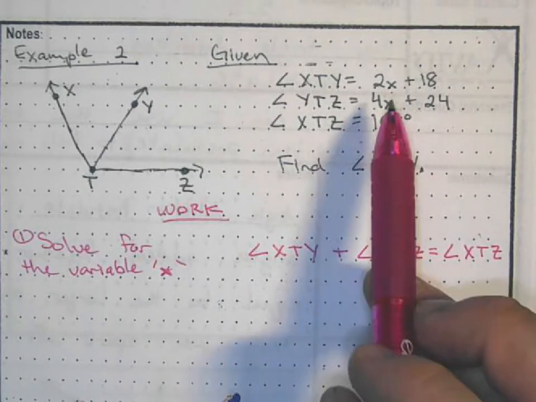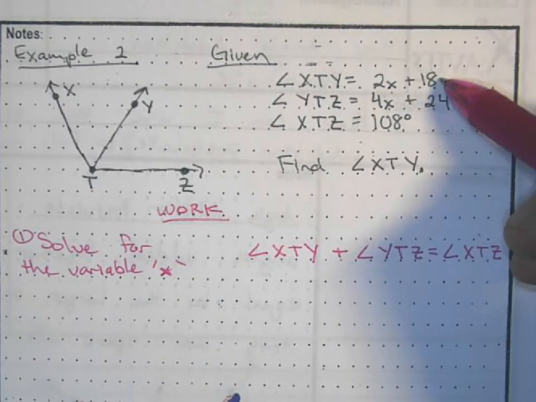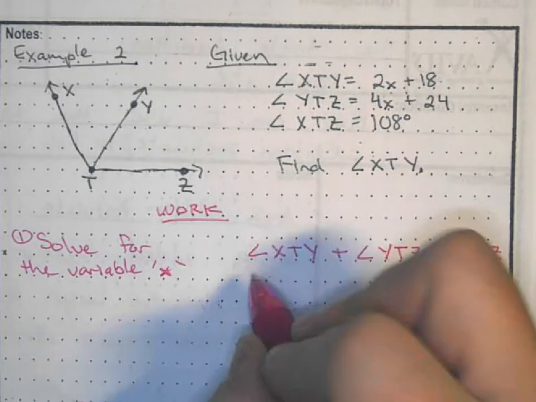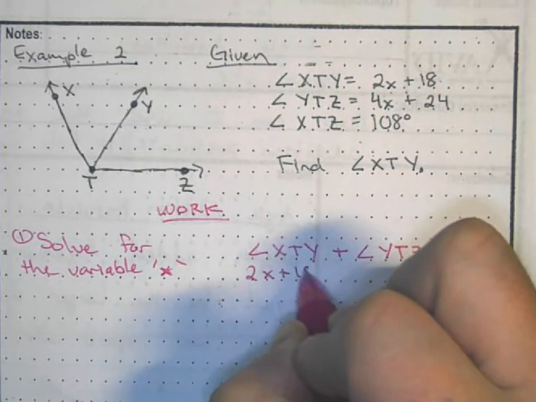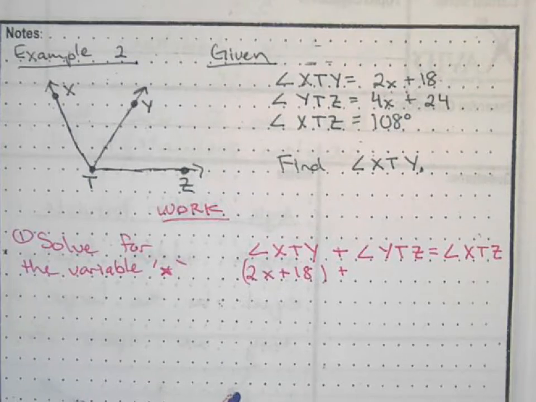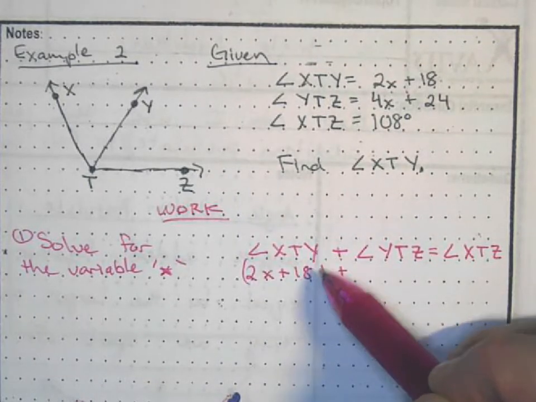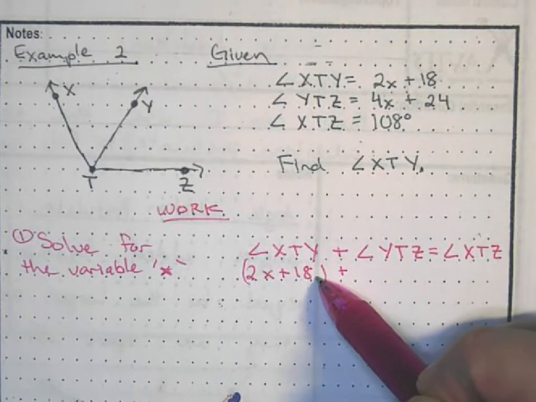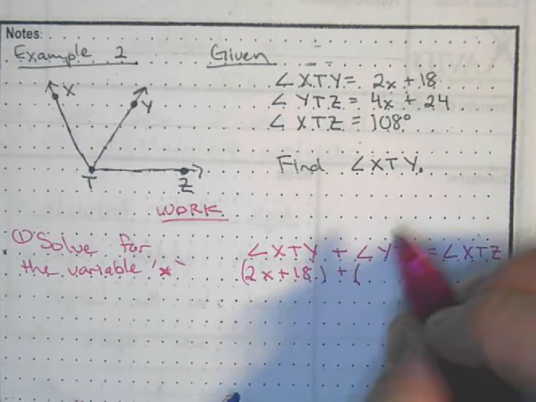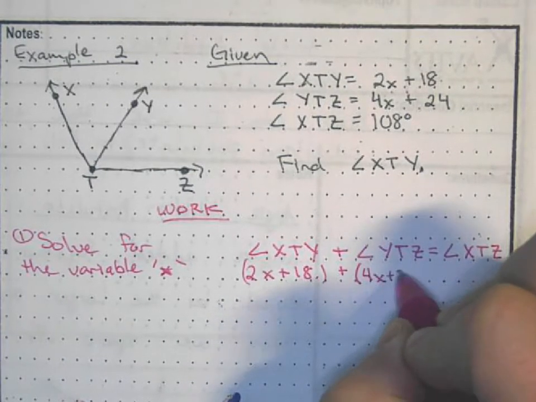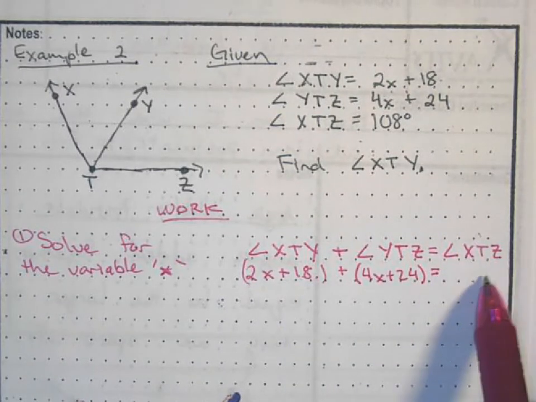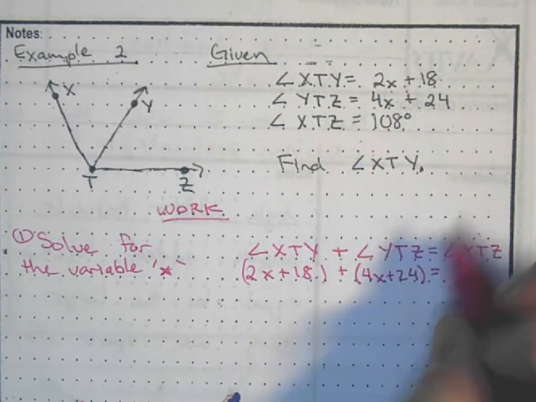And now we'll plug in our given information. XTY is equal to 2x plus 18, just grabbing that from above. I'm going to put that in parentheses. I'm just using the parentheses to show me this angle is 2x plus 18. Angle YTZ is 4x plus 24. When we add these together, it'll equal angle XTZ, which is 108.